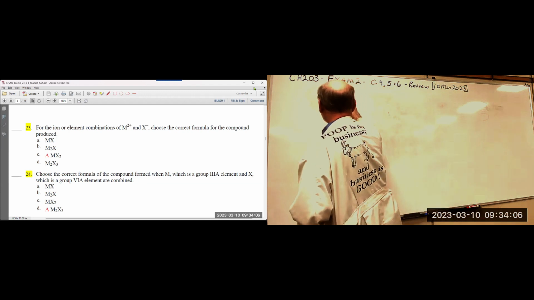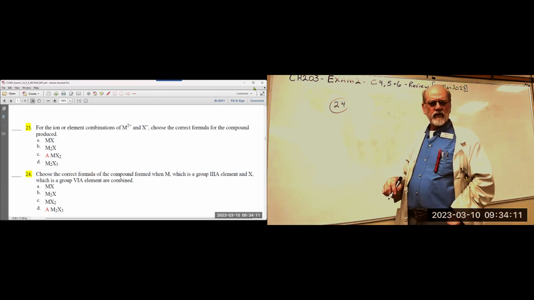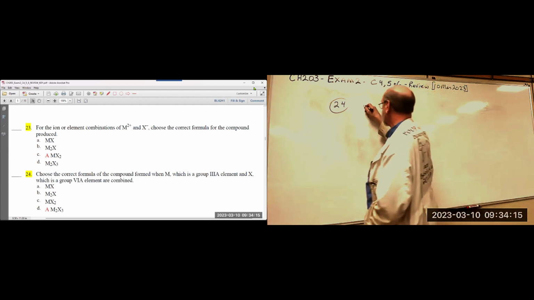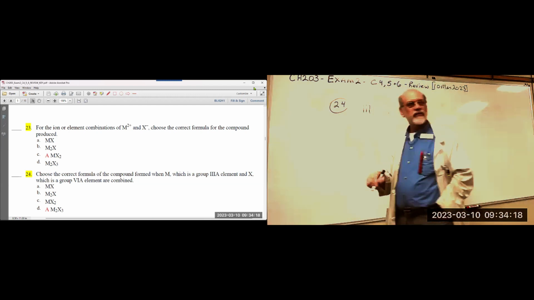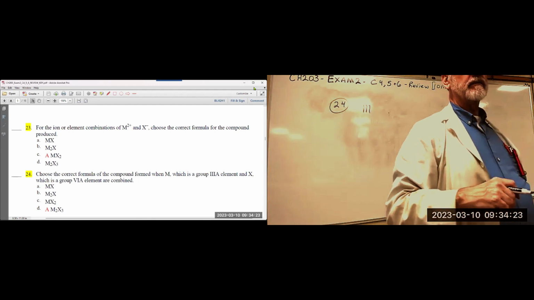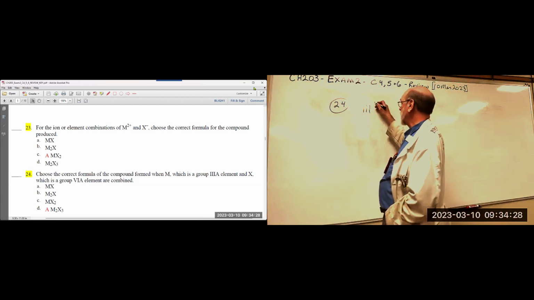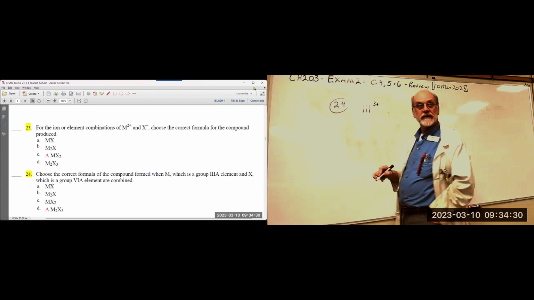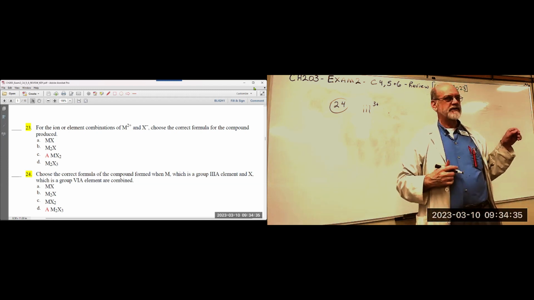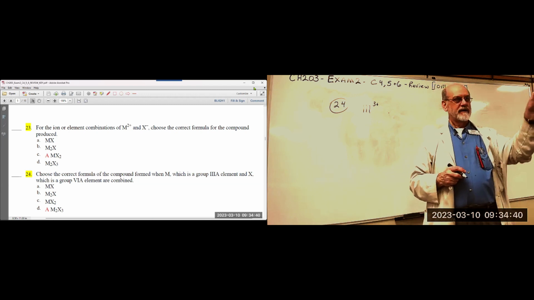(24). All right. Choose the correct formula for the compound formed when M, which is a group 3A. Where is group 3A? That's boron, aluminum, gallium, indium, thallium. So what's the charge on that one? It would have to be a 3+, wouldn't it? Count over from the left. Skip over the transition metals. Right? Just stay in the representative elements. First column, second column, aluminum column. That's always 3+.